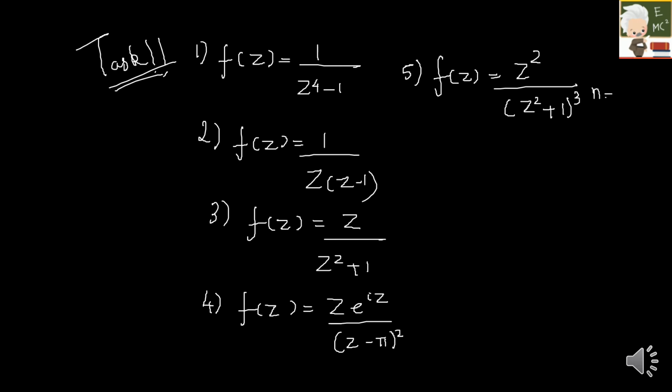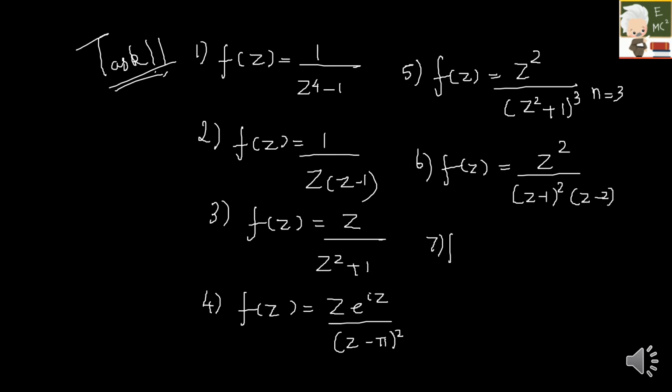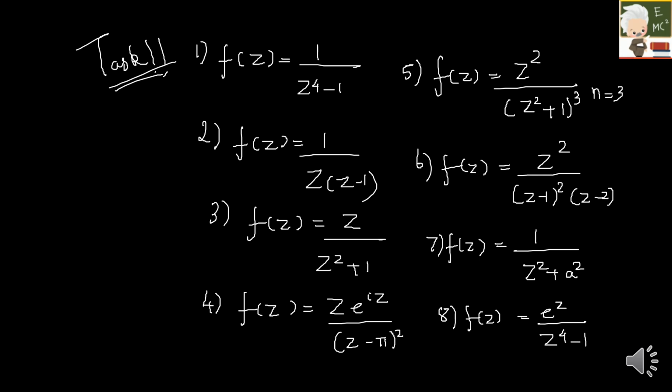So here look, your pole of order is 3. So you'll be having 2 times differentiation, d square by dz square. So be careful while doing the differentiation. It will be u by v. Then the sixth question is f of z is equal to z square by (z minus 1) the whole square into (z minus 2). And then the seventh one, it is f of z is equal to 1 by (z square plus a square). Eighth question, f of z is equal to e raised to z by (z power 4 minus 1).